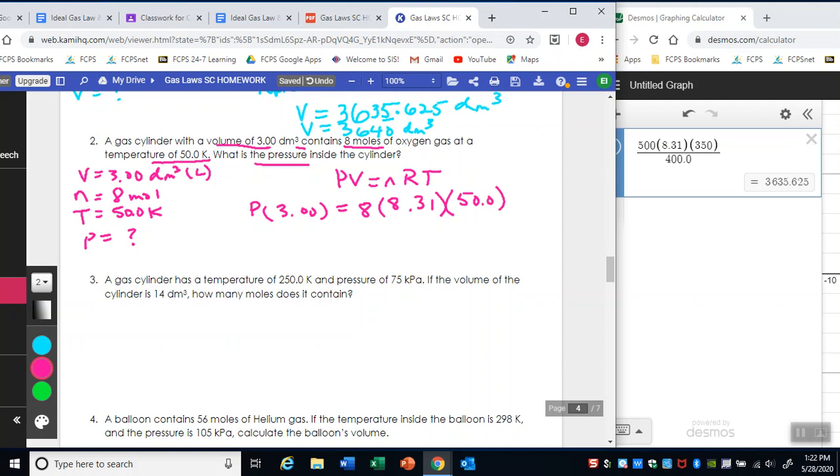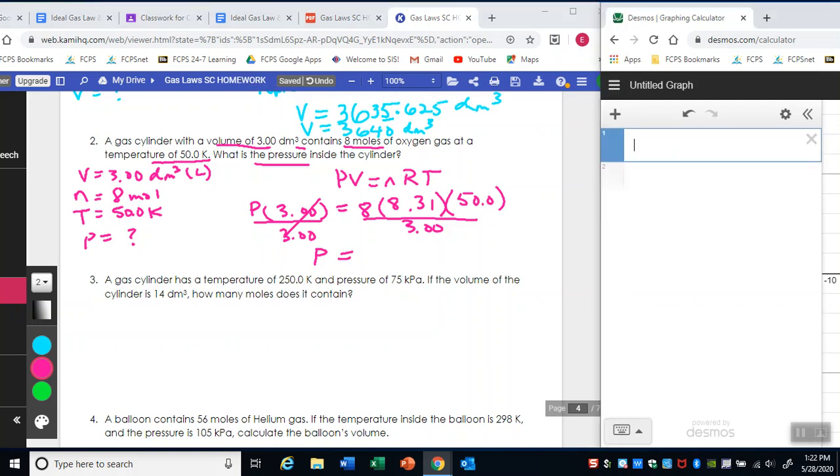I want pressure by itself, so the 3.00 is what I want to get rid of. I'm going to divide because these are multiplied. Got to do both sides. And I got pressure times 1 is pressure by itself. And then I'm going to put this into Desmos over here. So I've got 8 times 8.31 times 50.0, divided by 3.00. And that came out really nice.